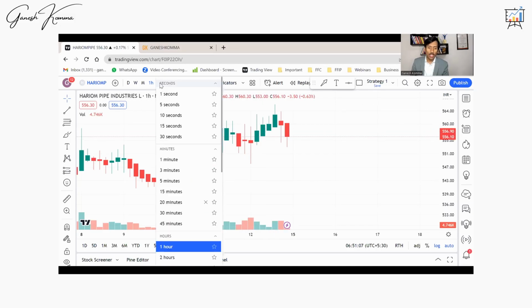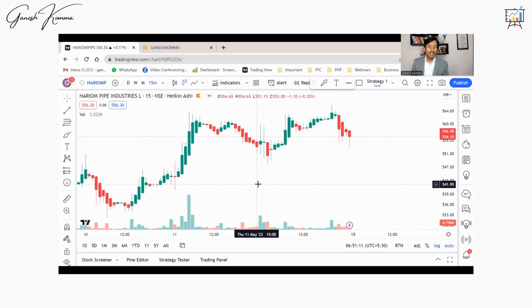And yes, you can even go down to a 15 minutes chart. Someone who is doing an intraday trade, 15 minutes is ideal for you. So yes, Hariom pipe, I'm just looking at an intraday trade. Whenever the market opened at 9:15, by 9:30 it came down, and at 10 o'clock, 10:15, it has given you an entry here. It has started its bullish nature.